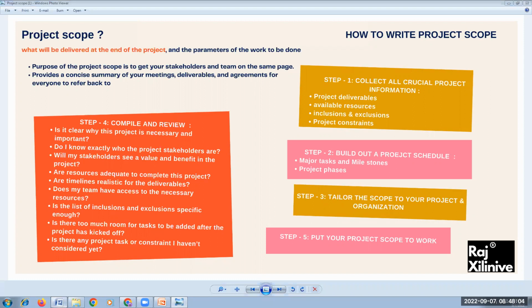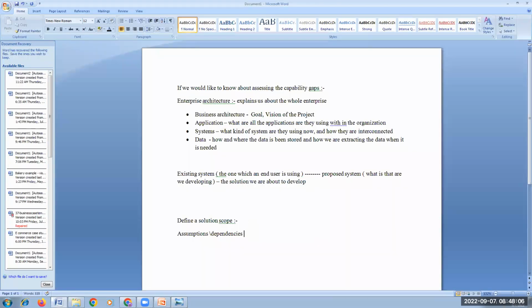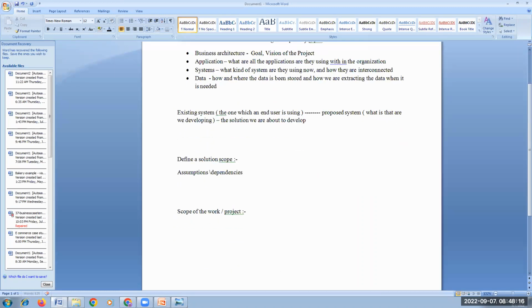One is in scope, second is out scope. Normally, when you talk about the scope of the work or scope of the project, whatever it could be, usually this will be divided into two different parts. One is in scope, second is out scope, or internal scope or external scope, either way. In scope means which is in our control, right? So what is in our control?